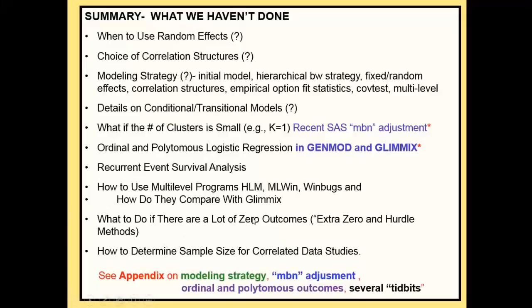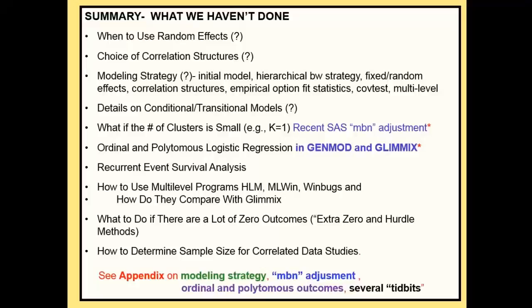Another issue which we haven't talked about is what to do if there are a lot of zero outcomes. These are called extra zero and hurdle methods. So in other words, suppose you have Poisson data, counts. You have counts of the number of asthma attacks somebody has from one week to the next. And most of the time, somebody has no asthma attacks. You keep going from one week to the next, and there are several weeks where somebody has no asthma attacks. So most of the data has zeros in it, okay? And there are some weeks when you have 1, 2, or 3 asthma attacks.